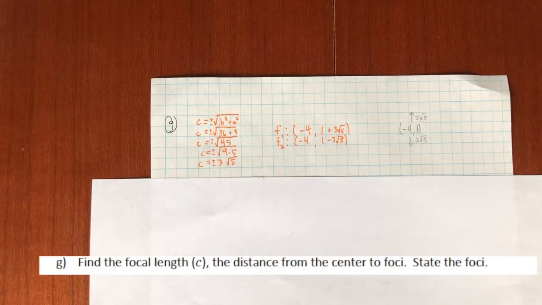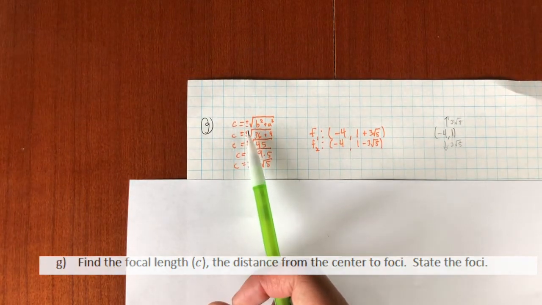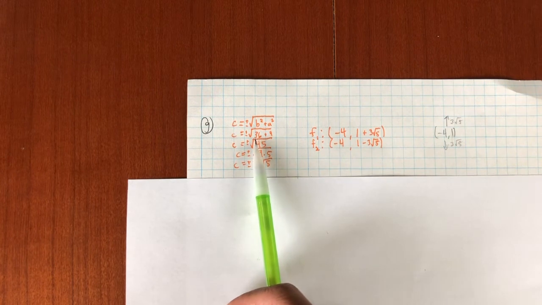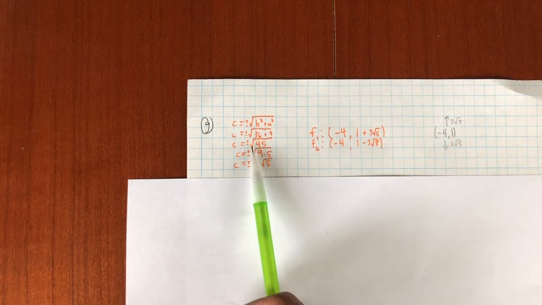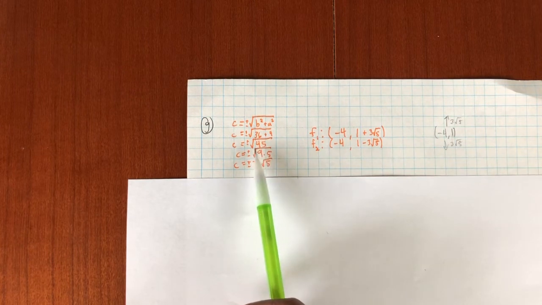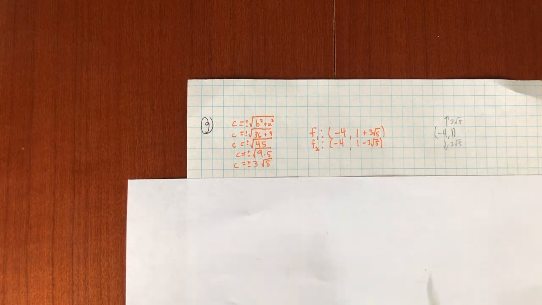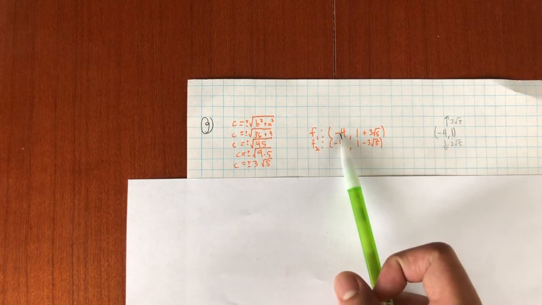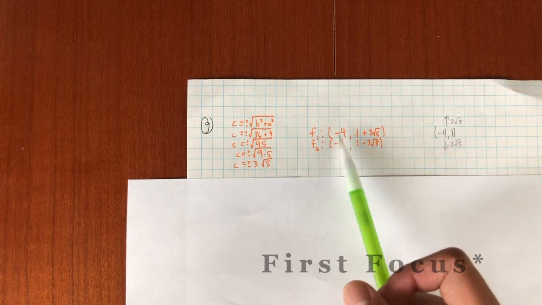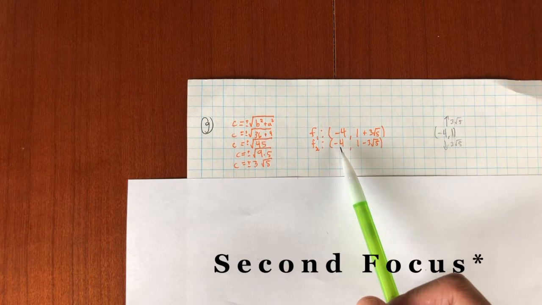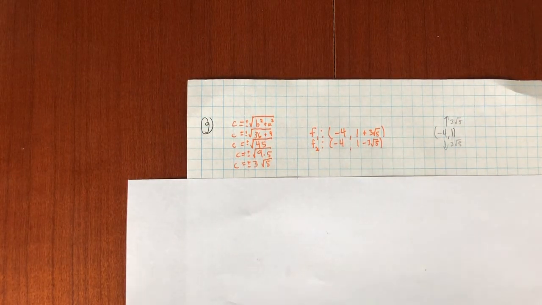Part G asks us to find the focal length. So our focal length is equal to plus or minus the square root of b squared plus a squared. If you plug in, you get the square root of 36 plus 9, which equals the square root of 45, and that can be simplified to 3 square root of 5. Don't forget the plus minus though. We have to add that to our y value because it goes up and down. So keeping the same x value, our first focus is (-4, 1 plus 3 square root of 5), and our second focus is (-4, 1 minus 3 square root of 5).